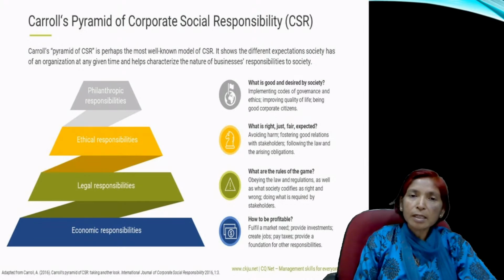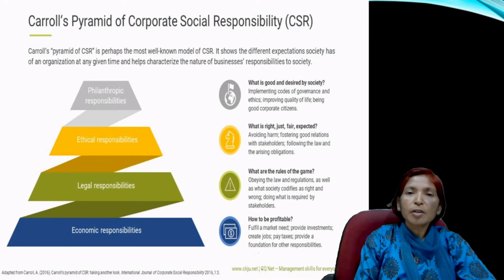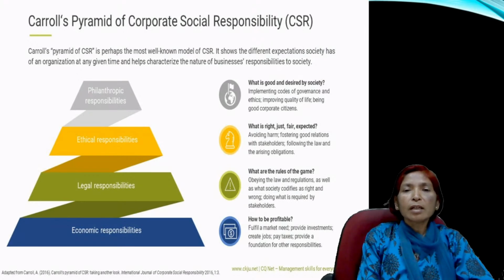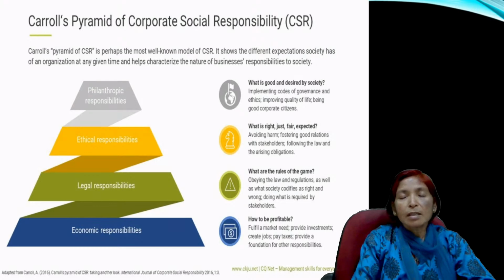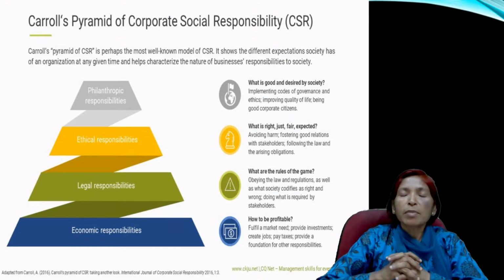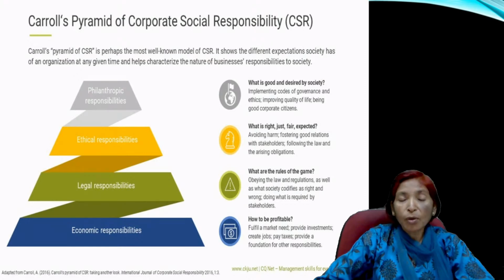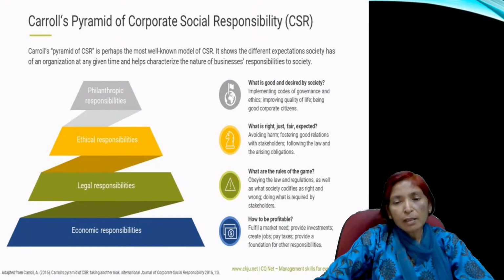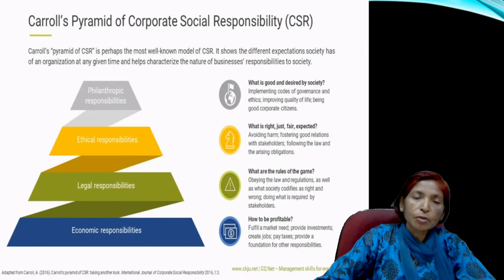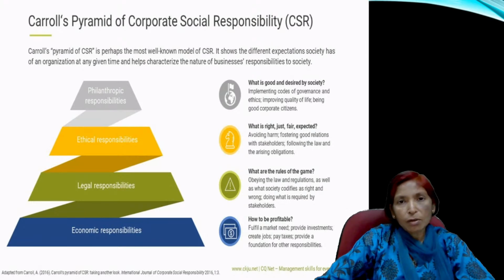Third is ethical responsibility. Ethical responsibility generally tells us what the moral duties of the business enterprises are. The company's moral responsibilities are related to the company always doing the right thing, not the wrong. Ethical responsibility tells us the difference between right and wrong, good and bad.